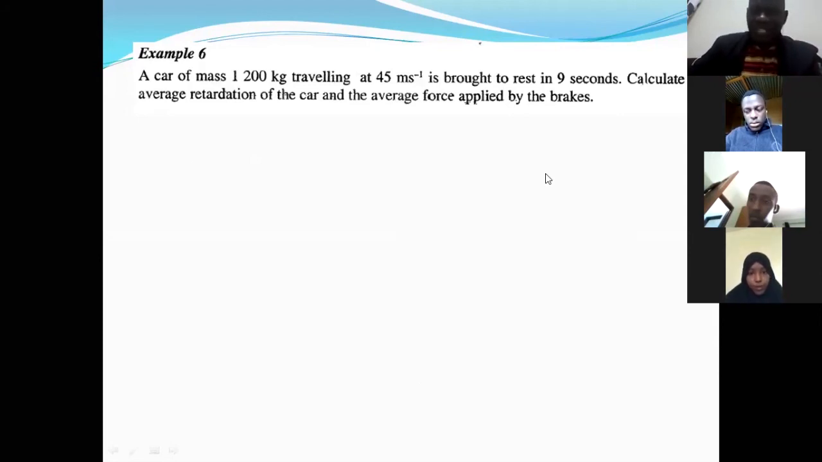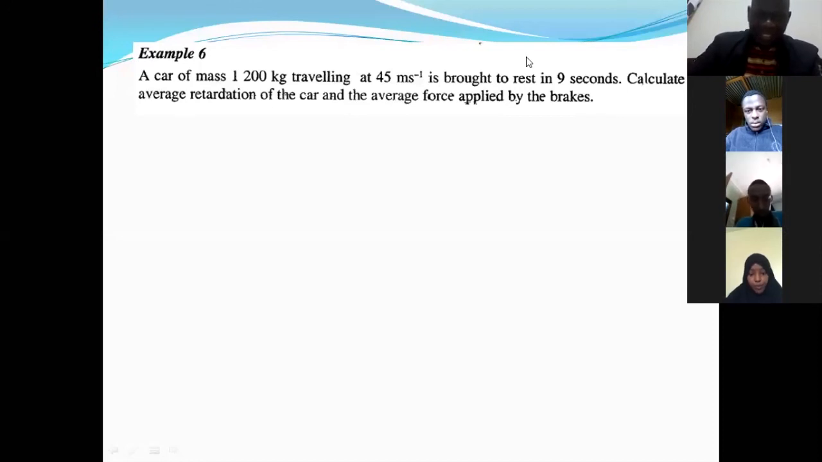So you calculate the average retardation of the car and the average force. So I expect 2 answers. Pyramid has given the average force. So can you find the average retardation? Retardation is negative acceleration. Raja has given us the retardation force. Now find the retardation, the average retardation.